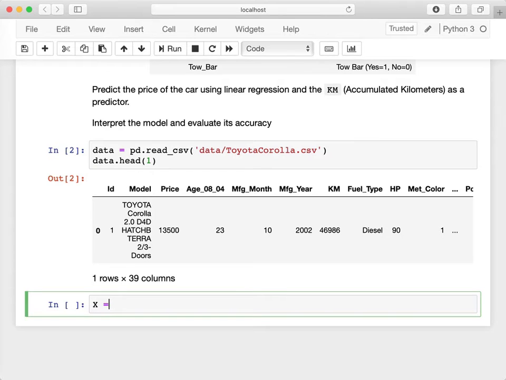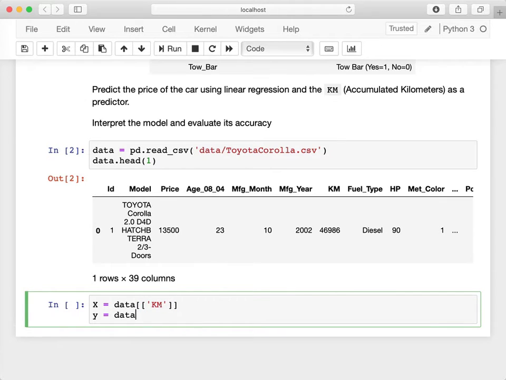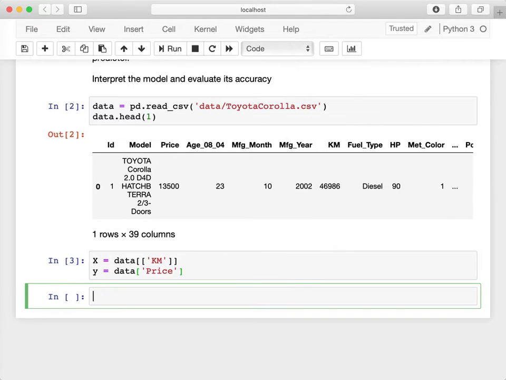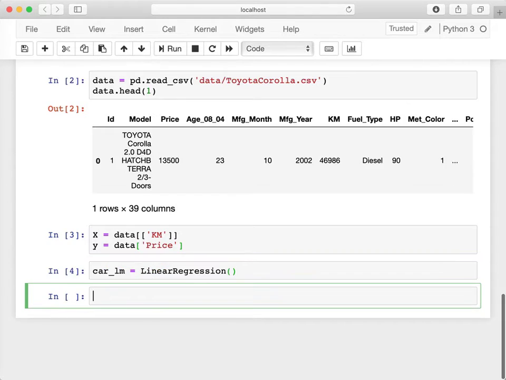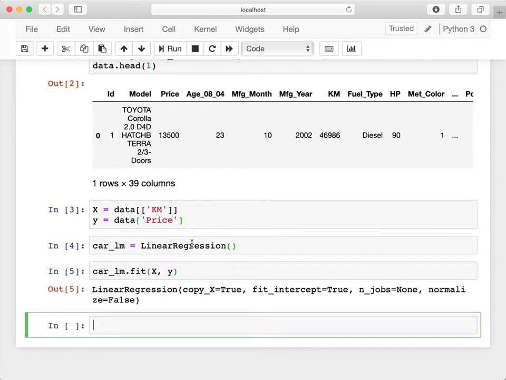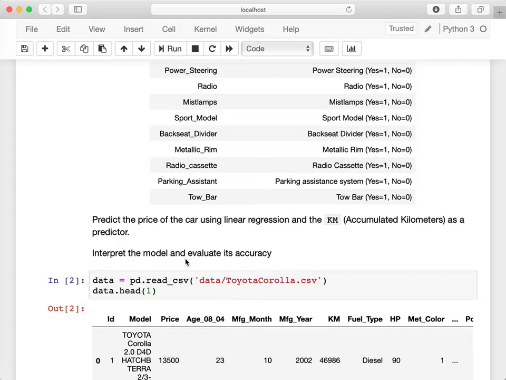First, we're going to pull our X and Y from the data. So the X will be the kilometers, and it has to be double brackets because in general there may be more features in my X, and the Y is going to be the price, simply speaking. The next step is to create a linear regression model, or the machine learning model of choice. We're going to call it car linear model. For car linear model, I'm going to create a linear regression model. The third step is to fit the model to the data, so I'm going to call the function fit with X and Y. Now that the model is fit, the question is asking us to look at its outcome, interpret the model, and evaluate its accuracy.